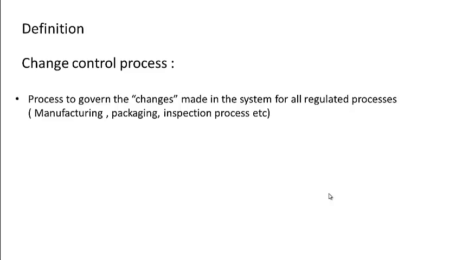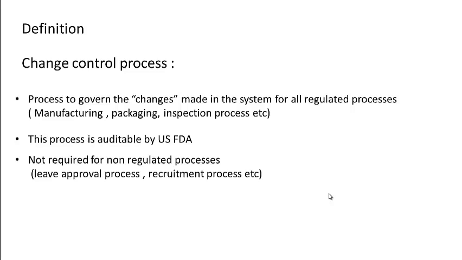Let me define the change control process. Change control process is set in place to govern the changes made in the system for all regulated processes. This is specifically for the industry that we are working in, and the examples would be manufacturing processes, packaging processes, and inspection processes. All these processes are auditable by US FDA, so that makes them regulated processes. And since then, the change control process is also auditable.